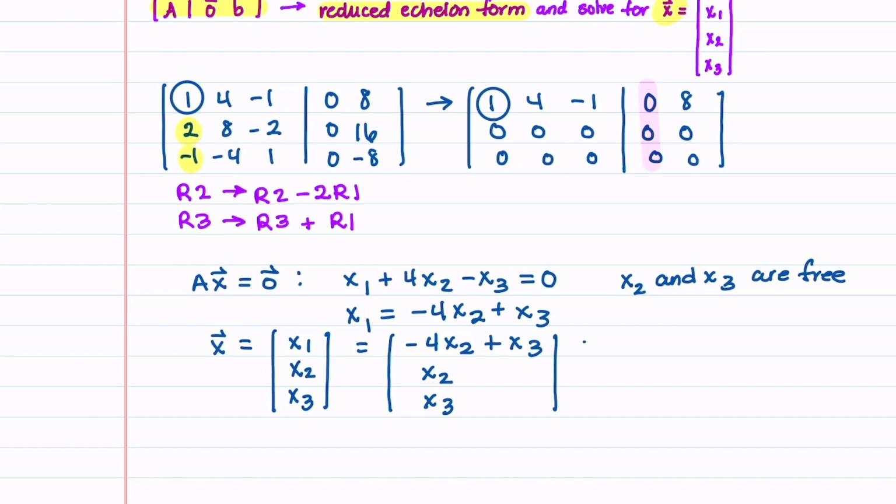Now we can split this up into a vector that multiplies x2 and a vector that multiplies x3. So we'll pull out an x2 and we have the vector minus 4, 1, 0. And then we have our x3 and the vector 1, 0, 1.